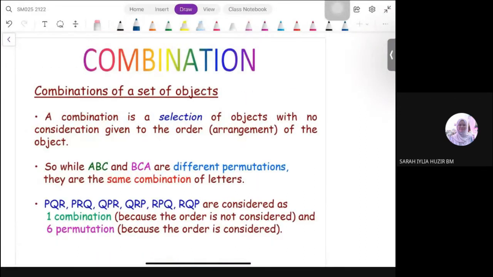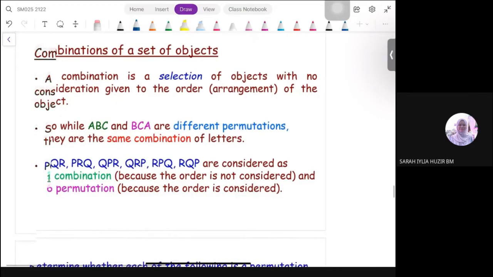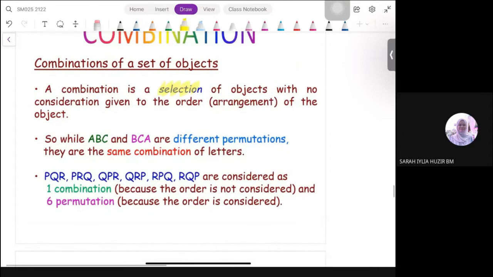Okay, so combination is basically a selection of objects. So, there is no order for these objects. Maksudnya kat sini kita nak pilih je barang tu, kita tak nak susun langsung. Means arrangement is not important at all. Apa maksudnya kat sini beza dia?